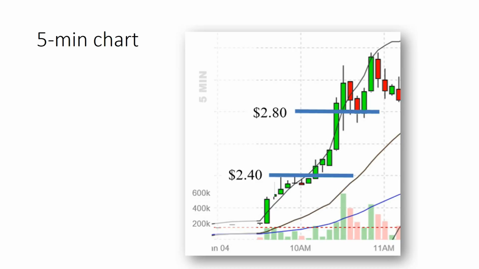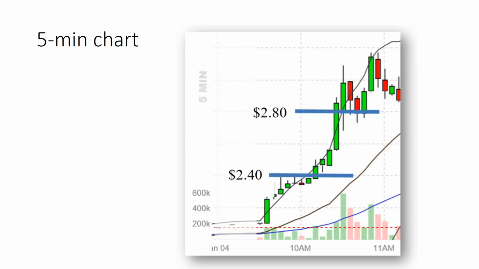And 20 minutes later, if you placed a limit order at 260, it wouldn't have got filled either. Now that's a pretty large move from 240 to 280. It's 16%, and that happened in 20 minutes. So it is possible to capture large daily moves just from looking at patterns on a 5-minute chart.